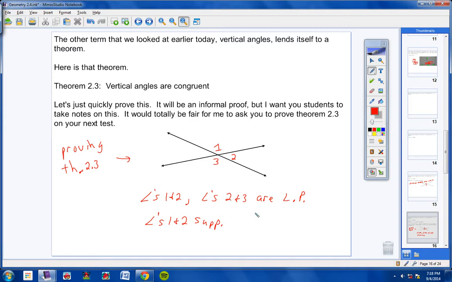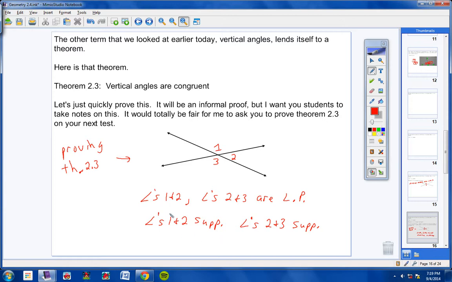It's back here somewhere. We just learned that. If two angles are a linear pair, then they're supplementary. So if angles 1 and 2 are a linear pair, which they are, then they're supplementary. And I can also write down angles 2 and 3 are supplementary. And now, what could you write next? Students, listen to me. Do you remember yesterday's theorem? We learned a theorem yesterday that said if two angles are supplementary to the same angle, then they're congruent.